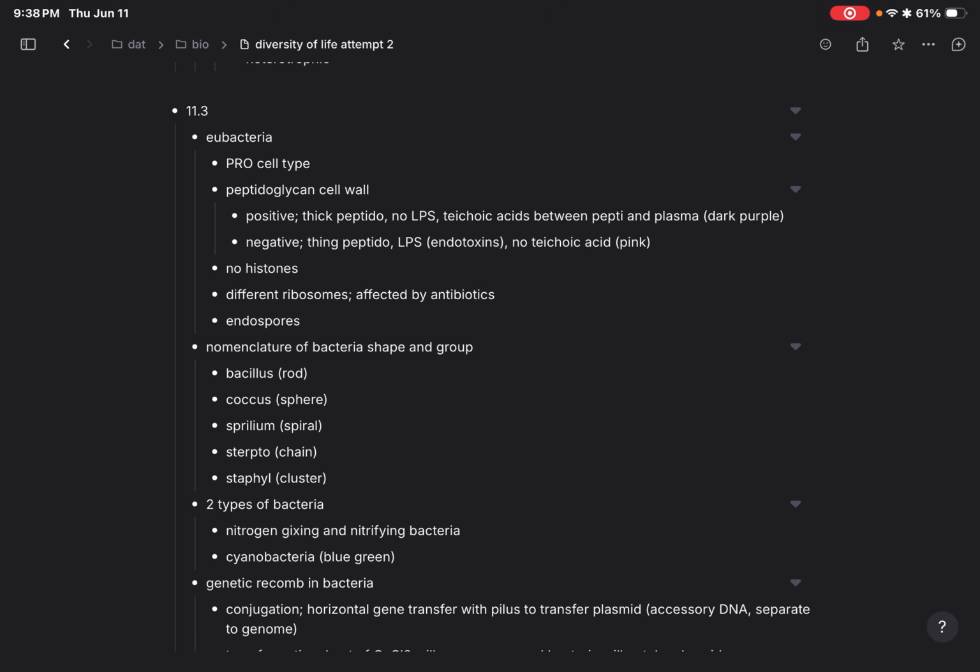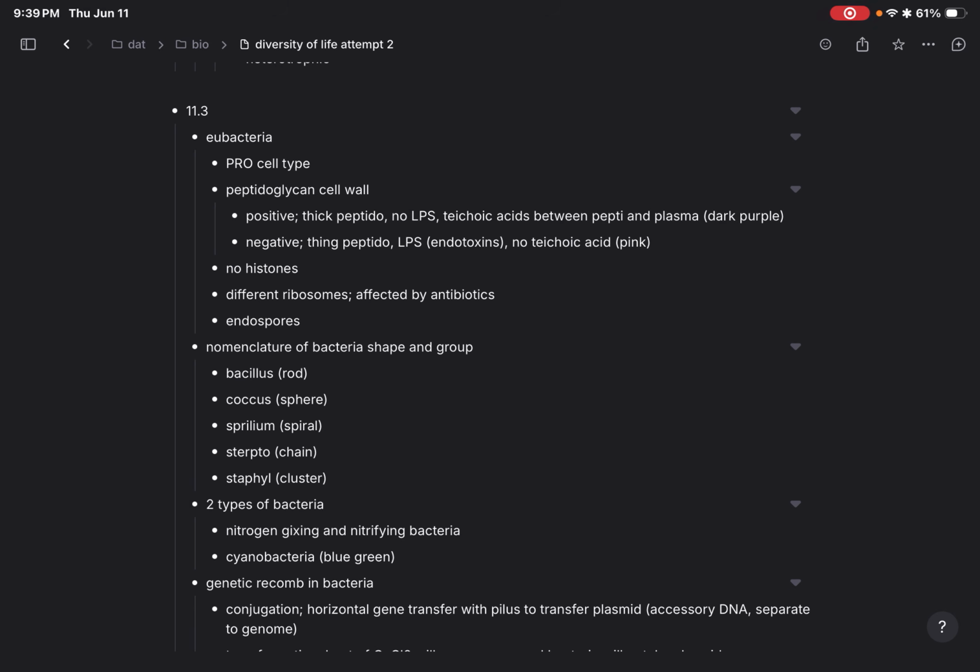Gram positive means you have teichoic acid, a thick peptidoglycan layer with no outer membrane, no lipopolysaccharide membrane, and no endotoxins. That means you stain dark purple. Gram negative doesn't retain the stain, so you're pink. You have a thin peptidoglycan layer, but you have an outer membrane of lipopolysaccharides, which contain endotoxins.